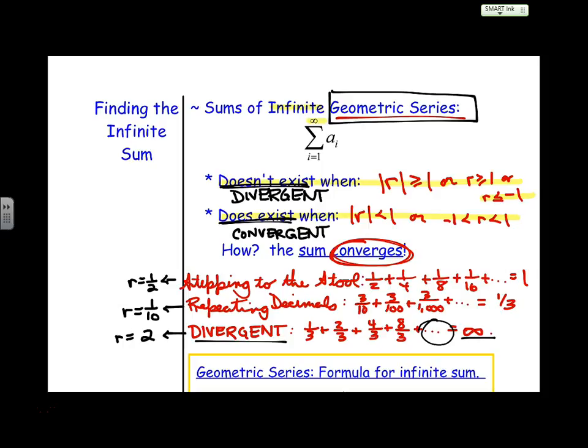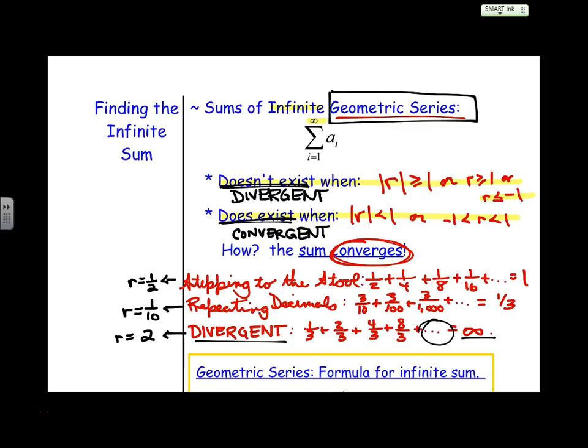It's a big idea. It's a hard idea. It's an involved idea. But for geometric series, it's an easy idea. We have these two rules. If the absolute value of R is greater than or equal to 1, which means R is greater than or equal to 1 or less than or equal to negative 1, the infinite sum does not exist, DNE, aka the series is divergent.